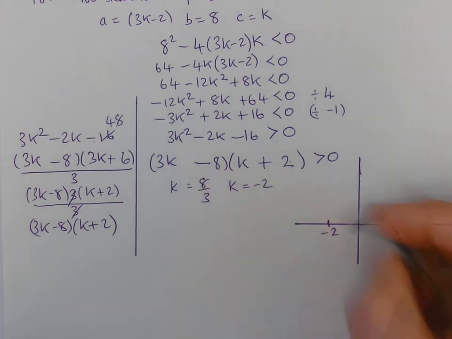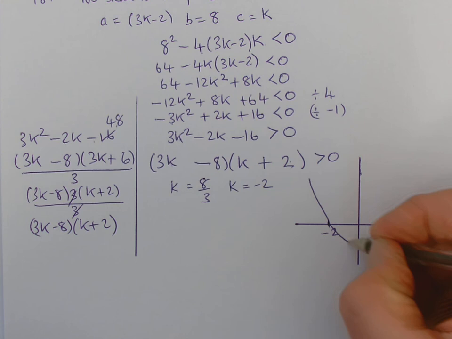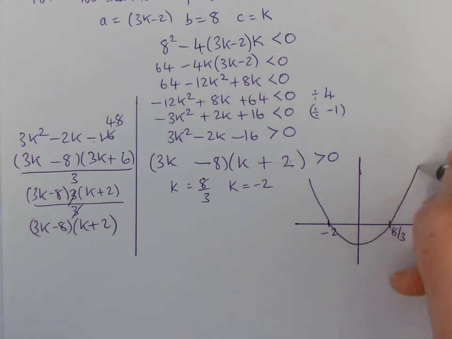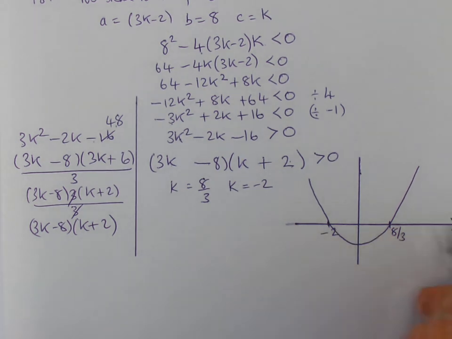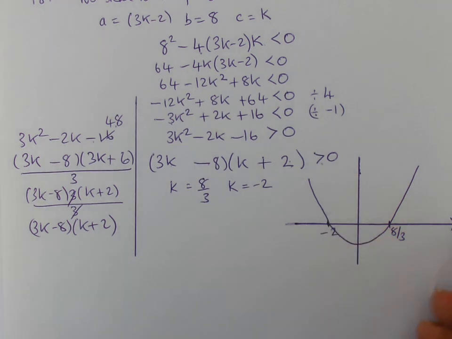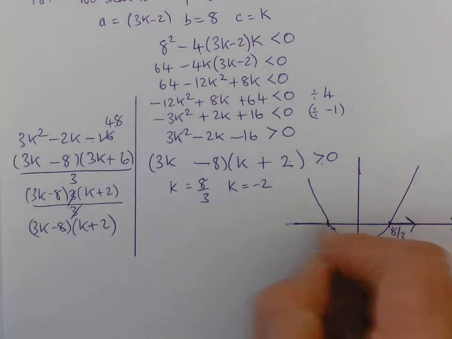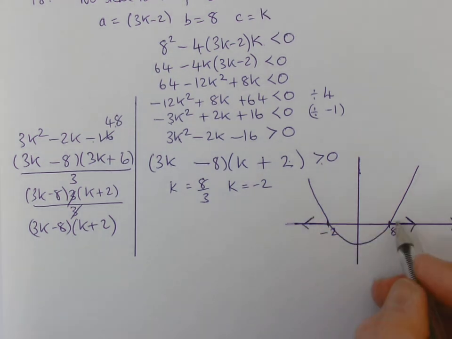So positive k squared, so this shape, when I draw it, will look like that. And this line here is where this expression is equal to naught. I want to know where it's greater than naught. So it's greater than naught when this graph is above this 0 line here. Okay, so I want values to the right of 8 over 3 and to the left of minus 2 for the graph to be above the axis.